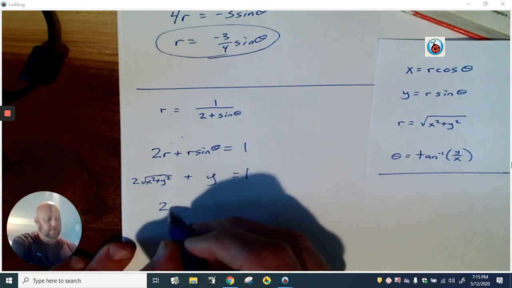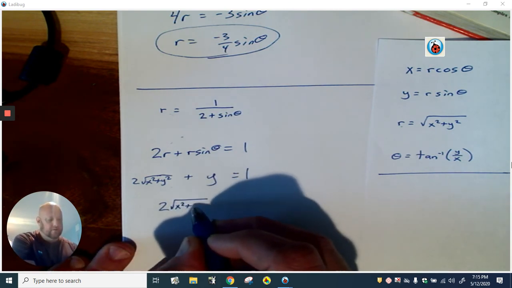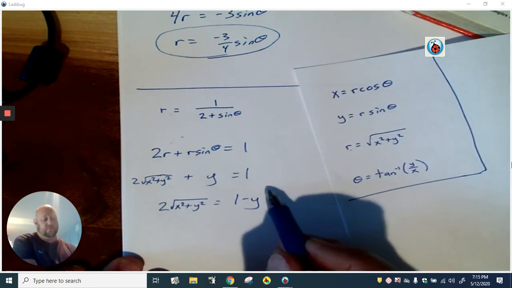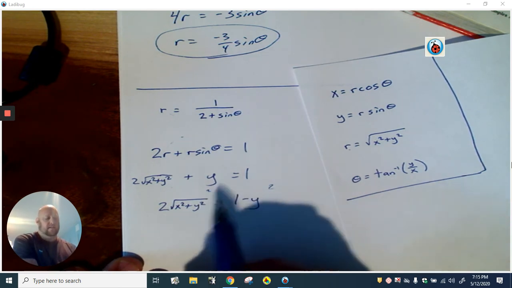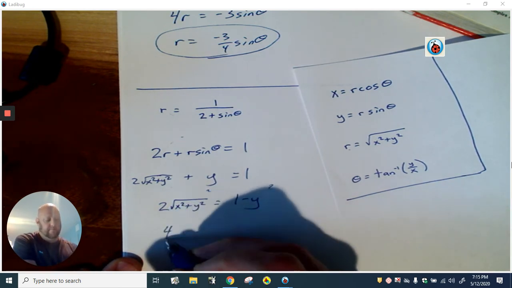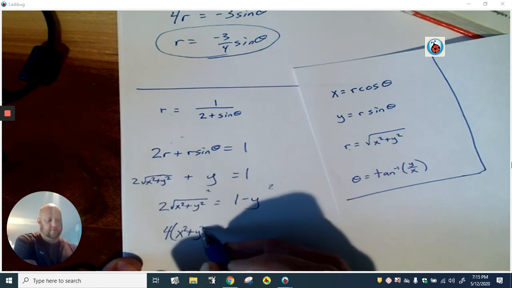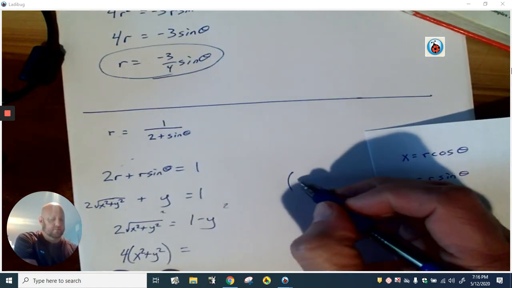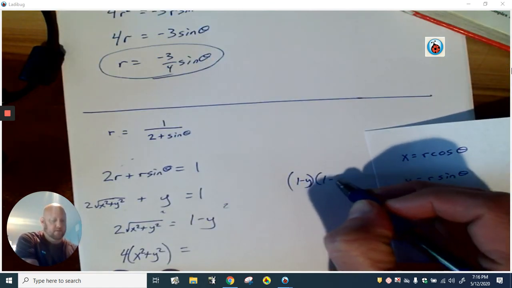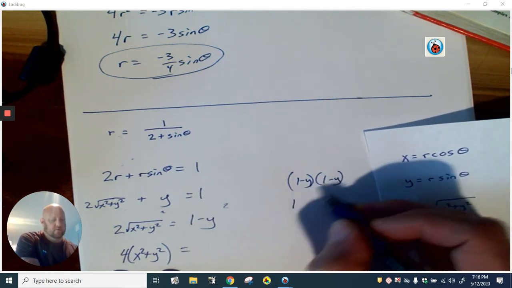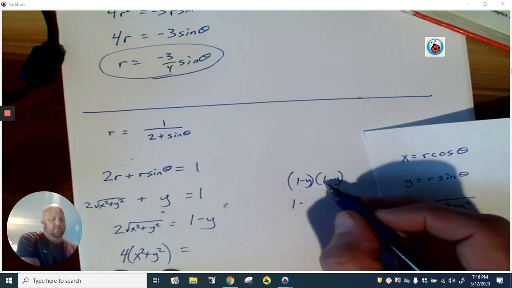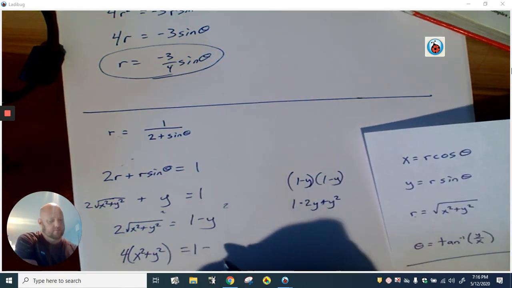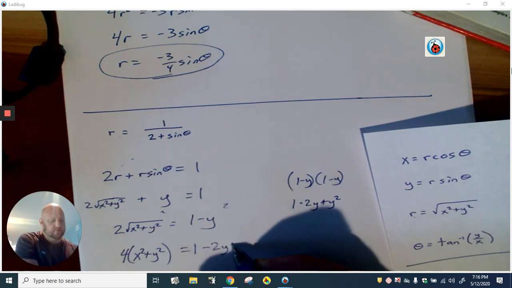Easiest way would be first to get rid of that y. So throw that over there, 1 minus y. Then I can square both sides, right? And if I square both sides, this would just become 4 times x squared plus y squared. 1 minus y, if you want to do it out separately, 1 minus y, 1 minus y, you'd end up with 1. You'd have a negative y, you'd have another negative y, so you have negative 2y plus y squared. So you'd have 1 minus 2y plus y squared.